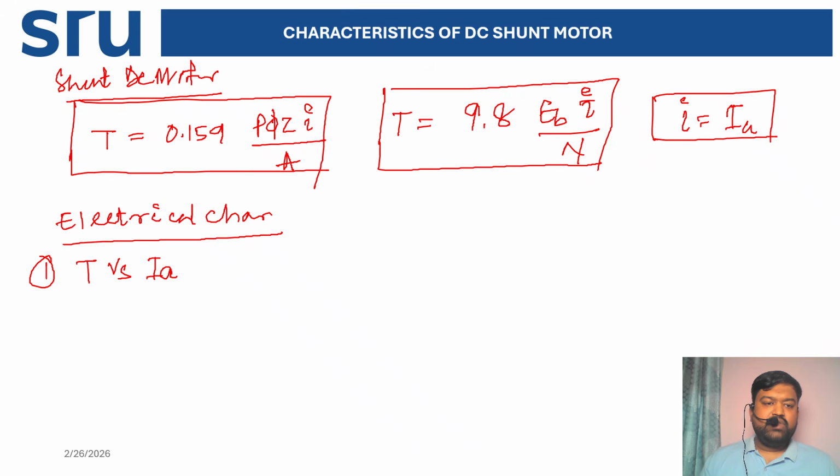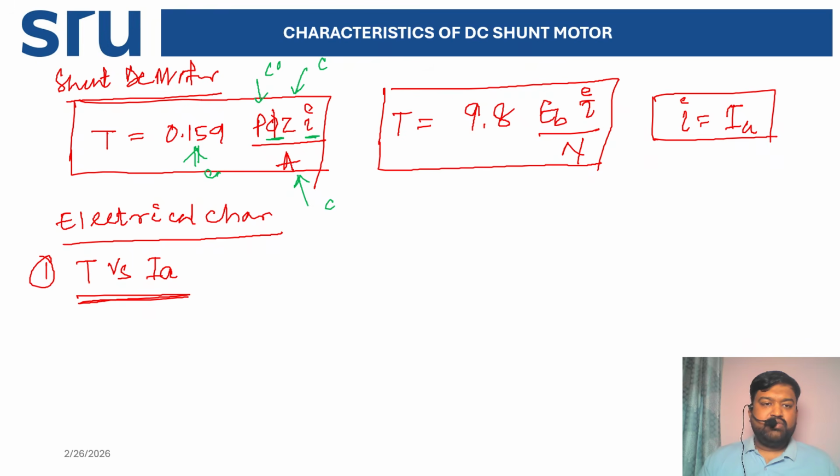When we are talking about the torque versus IA, we first find out the relation. You see the first equation I have written: torque equal to 0.159, which is a constant number always in the system. If you are making a DC shunt motor, then the poles are also constant, and Z is also constant, because once it is designed you cannot change it. The number of parallel paths is also constant. And what are the variables? You can see they are flux and I.